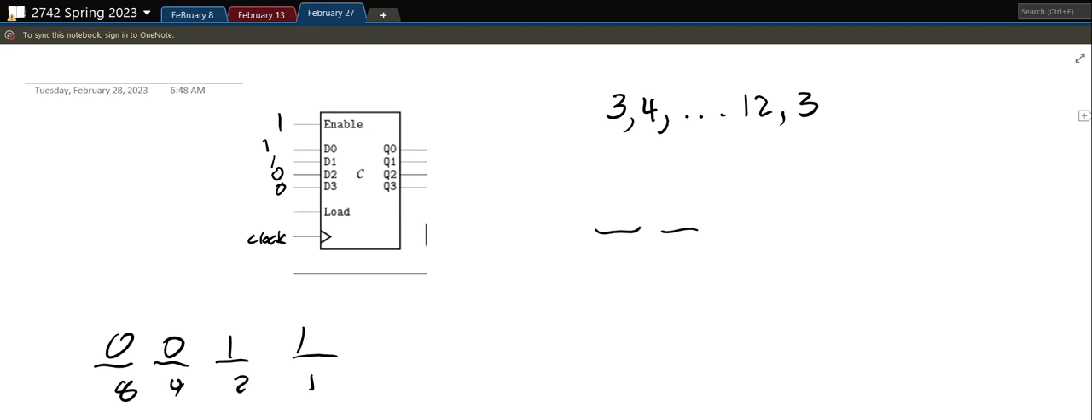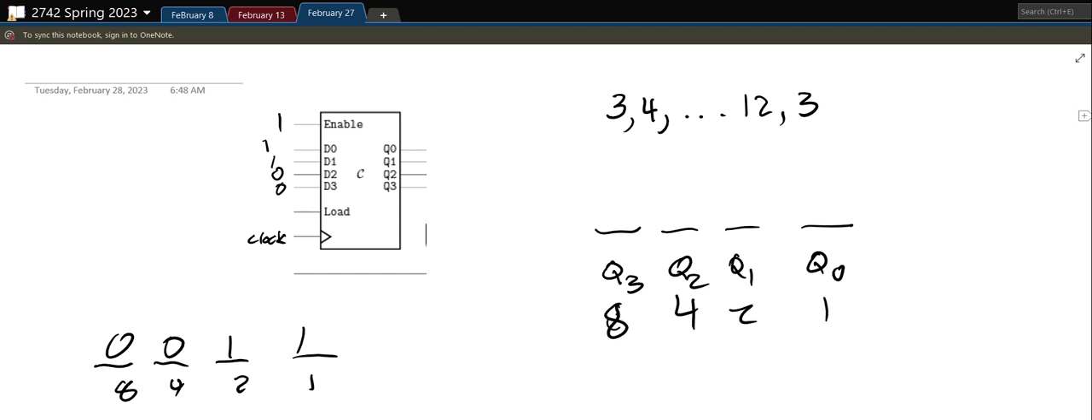So let's think about what the number 12 looks like. So 12 is 8 plus 4. So that's when Q3 and Q2 are both 1. And not only that, it's the first time they're both 1. So we're never going to get these both being 1 before we get to 12. So when these are both 1, then we're ready to load again and to load that 3. So we just need to AND these.